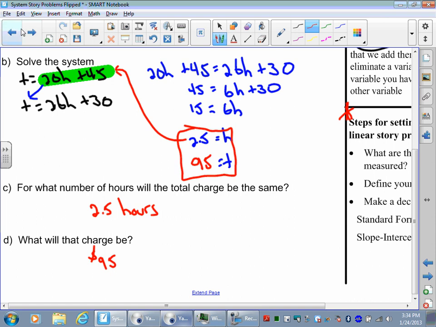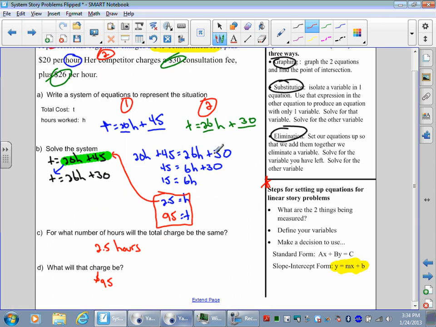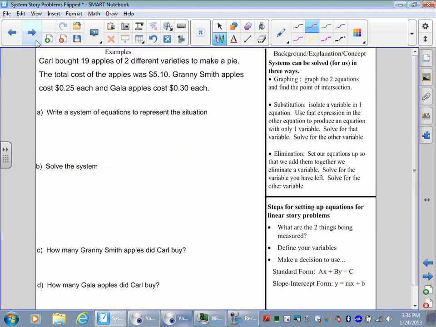Now, clearly, if I'm not sure how long the project is going to take, I may want to look very closely at who I hire. But let's move on to the next one. And again, practice some more of this.